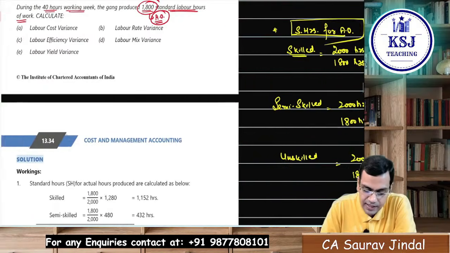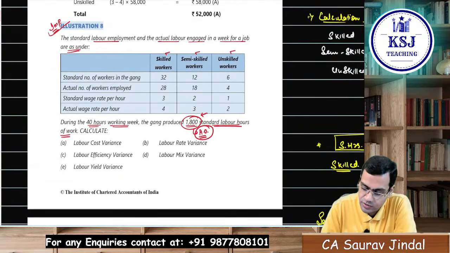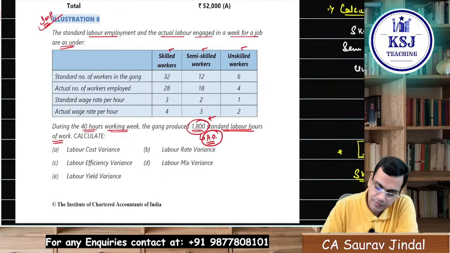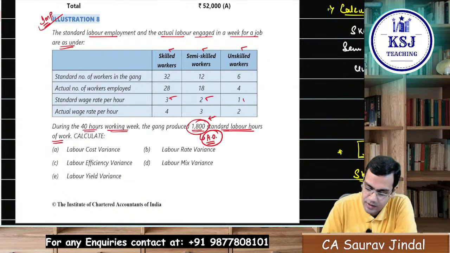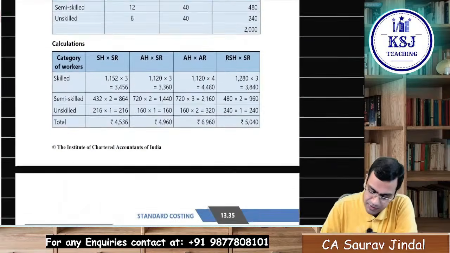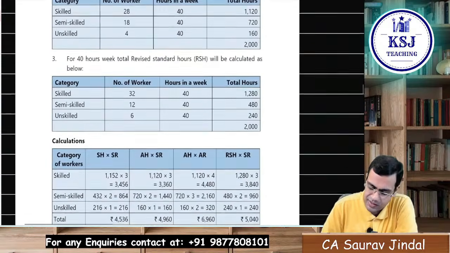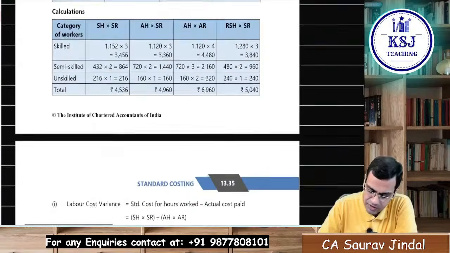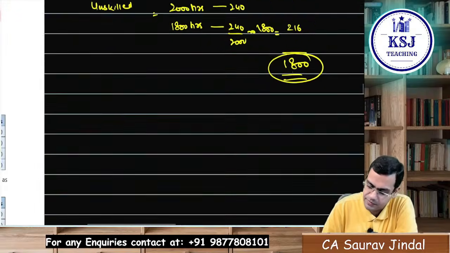Right? Then the standard rate is given to you: 3, 2 and 1. What will be the actual hours? That will be 28 into 40. Let's see if the table is prepared or not. Okay, not a very good table formation, I would say. Let's prepare the table.